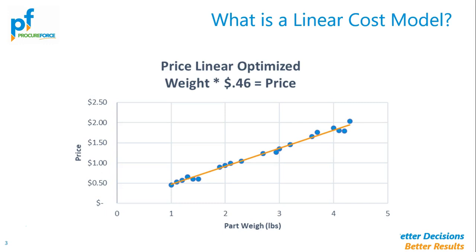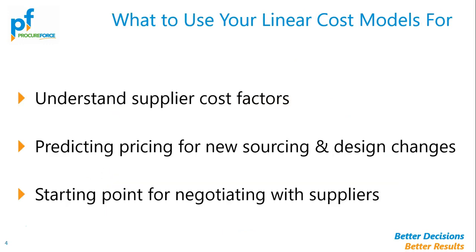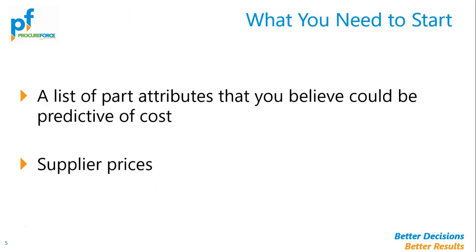The orange line shows what the formula is. The blue points represent the actual prices of components. You can see they're nested right around the line, so it's a fairly predictive model. What can we use these for? We can use them to understand supplier cost factors, predict pricing for new sourcing and design changes, and as a starting point for negotiating with suppliers.